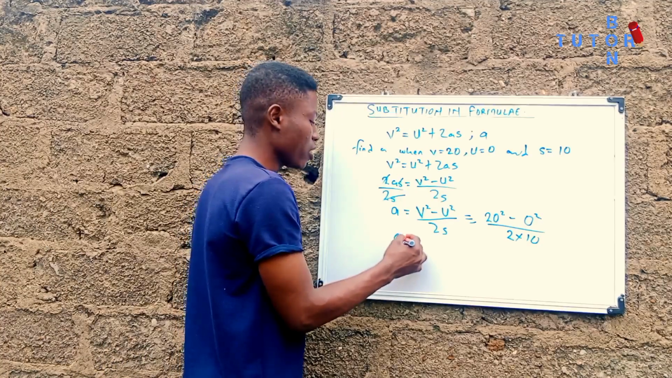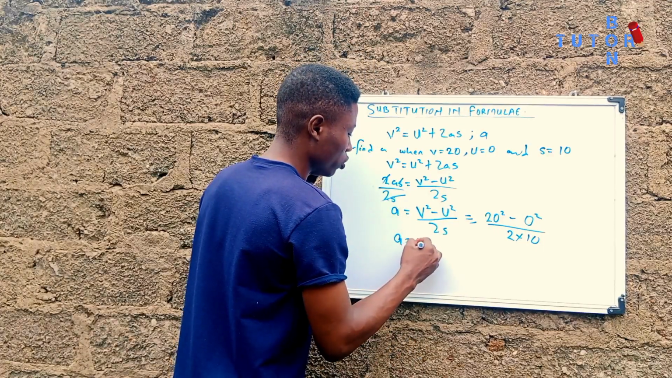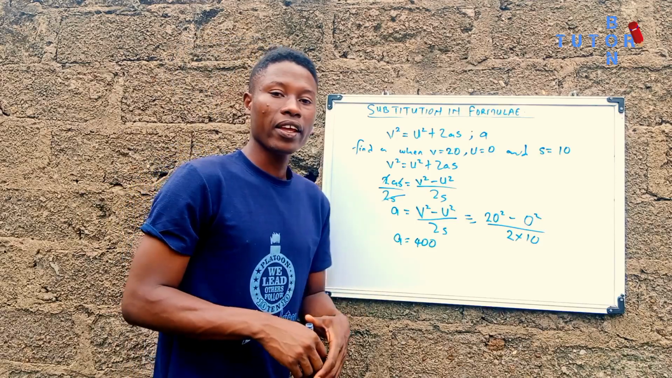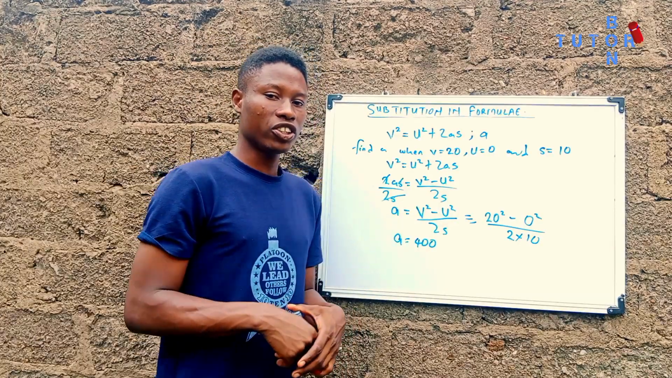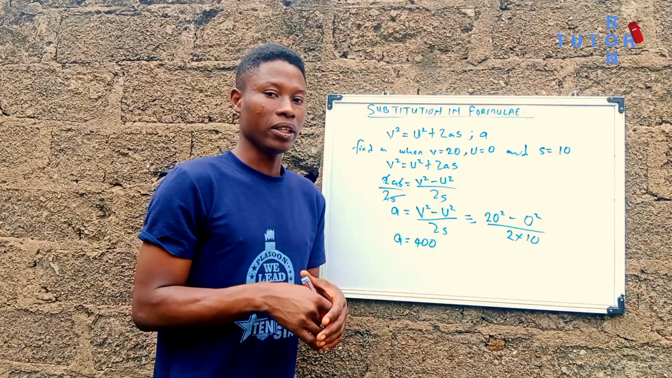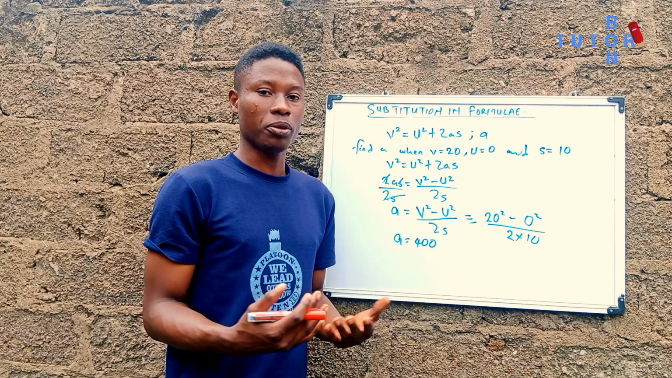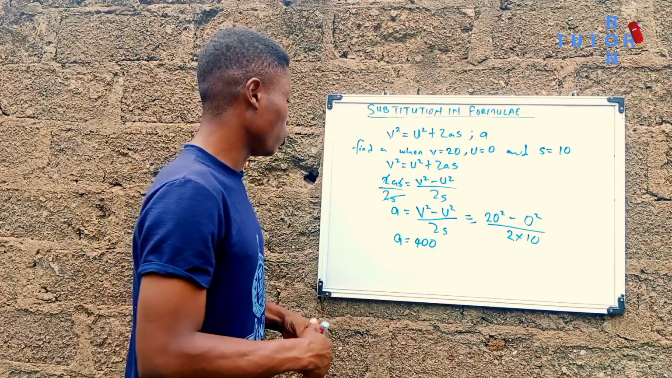From here you can say your a is 20 square, which will give you what? Yes, 400. 20 square will give you 400. You might be thinking of how I got it easily. I've dropped some tricks on multiplications and on some other things in mathematics on how you can multiply bigger numbers to be precise, as easy as 2 plus 2. So let's go on, please.